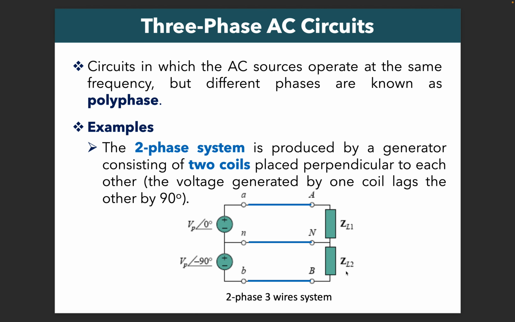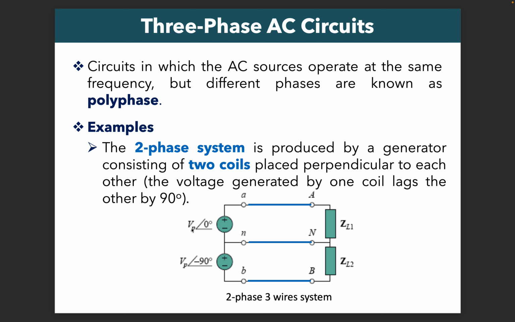Circuits in which the AC sources operate at the same frequency but different phases are known as polyphase. The phase angles might be different, hence they're in different phases, but if the frequency is the same, it is called a polyphase AC circuit.